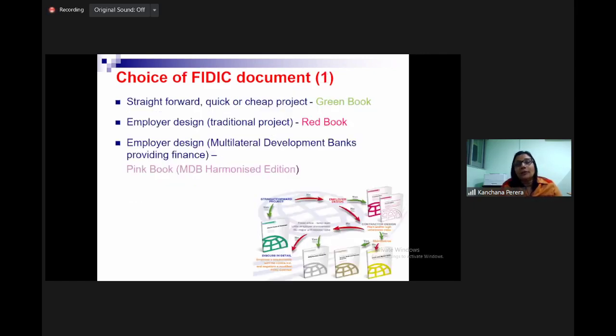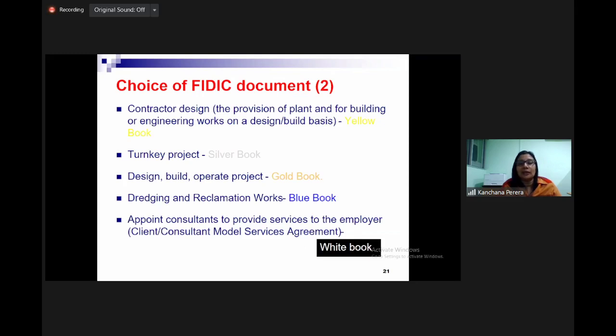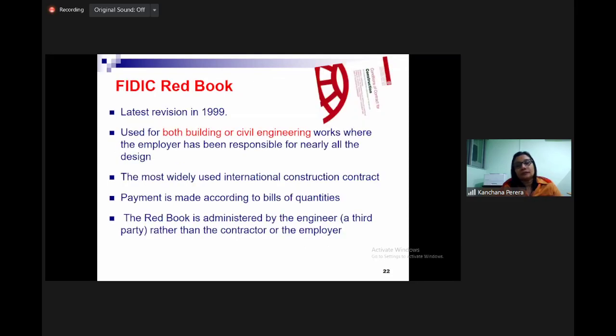These are the commonly used FIDIC books: green book, red book, pink one, yellow, then silver, gold, blue and white. White for consultant selection. Then when it comes to the FIDIC red book, this is the most commonly used book. Latest versions are 1999 and 2017. I will add this to the slide and send you the 2017 book. The latest edition is the 2017 book.